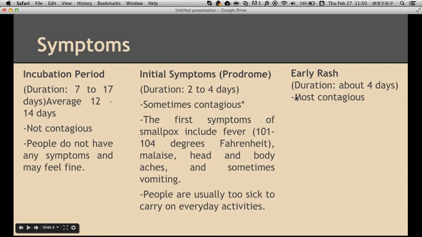So next are the symptoms. The initial or prodromal symptoms are similar to other viral diseases such as influenza and the common cold, which are fever of at least 38.5 degrees Celsius, muscle pain, malaise, headache, and prostration. In the digestive tract, nausea, vomiting, and backache often occur. The prodrome, the pre-eruptive stage, usually lasts 2 to 4 days.